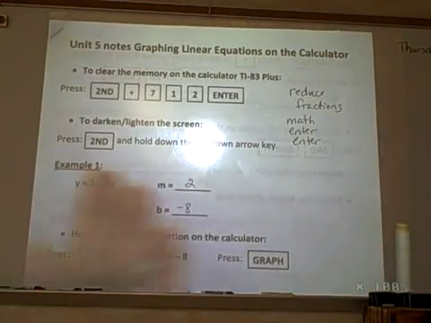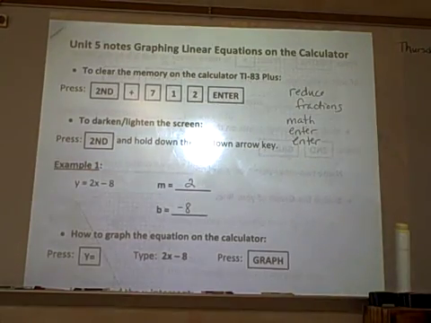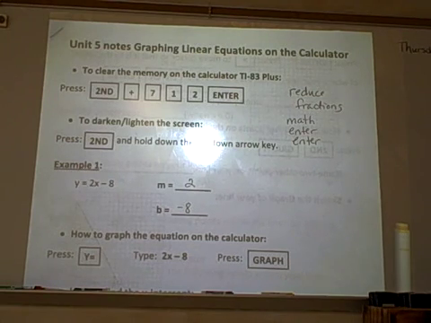So first thing I need you to do is take your calculator and clear it. So second plus 712. And it should say RAM cleared.